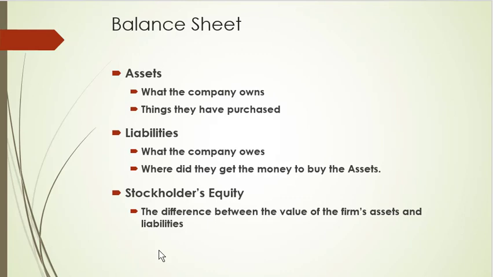Liabilities, obviously, it's what the company owes. You know, where did they get the money to buy the assets? This obviously includes stockholder equity. But stockholder equity, as an accounting formula, is just the difference between the value of the firm's assets and its liabilities. So the right-hand side of the balance sheet, which is liabilities and equity, basically describes where the money came from to buy the assets that the company is using in operations. So we need to keep that in mind.